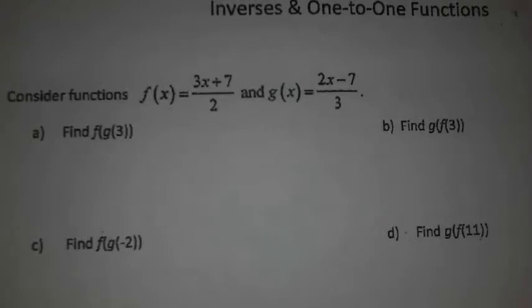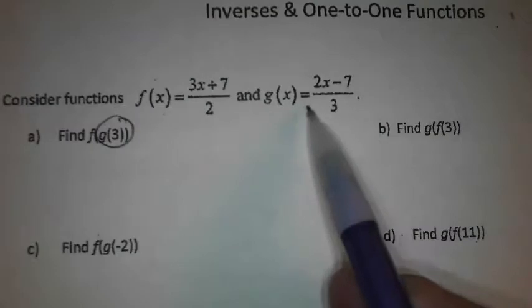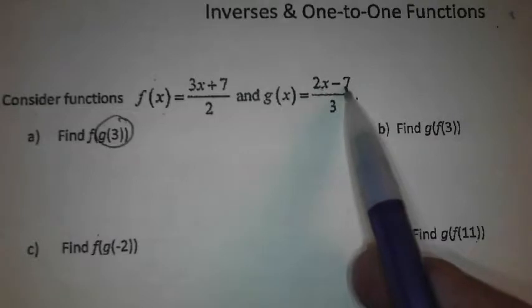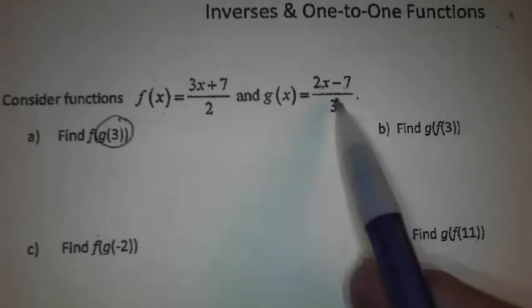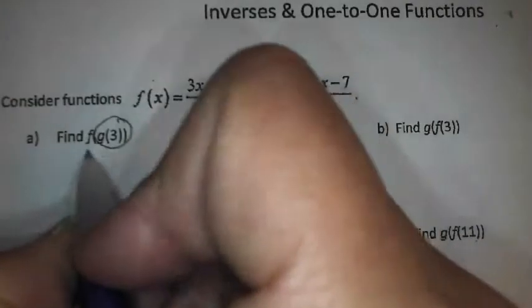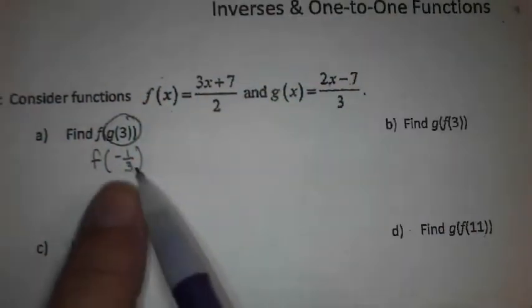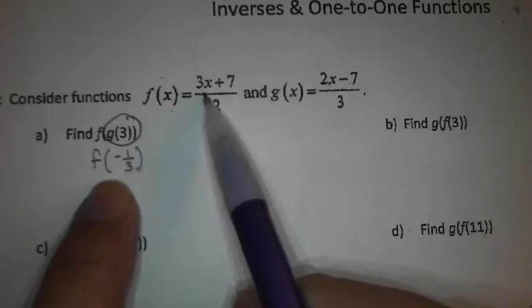Part A, by plugging the 3 into the g function. When we do that, and I'm going to do it in my head, 2 times 3 is 6. 6 minus 7 is negative 1. Negative 1 over 3 will just keep negative 1/3. So it's f of negative 1/3. Now I'm going to plug negative 1/3 into the f function.